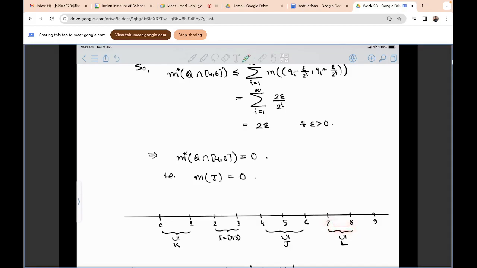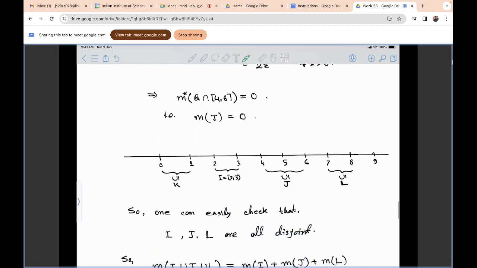Because L is a subset of this set. So from here you can see that I, J and L are disjoint. Yes, this you will notice. You can also check that these three sets are disjoint.